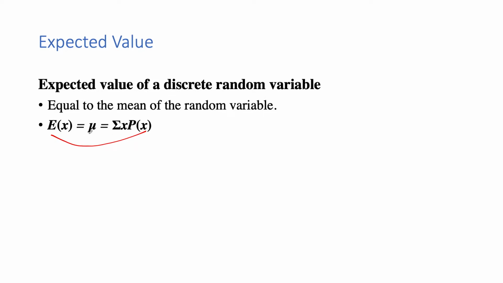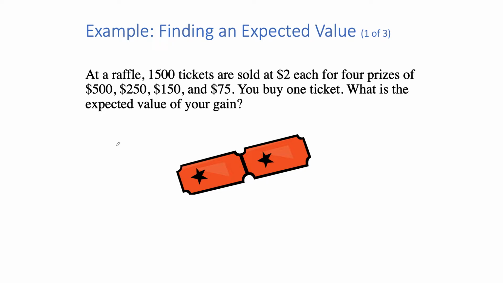Again, the mean is given as x times p of x. So take each value of x, multiply it by its probability, and then add up the column of those products, and that tells me the mean. Okay, so let's take an example to see how we find expected values here.